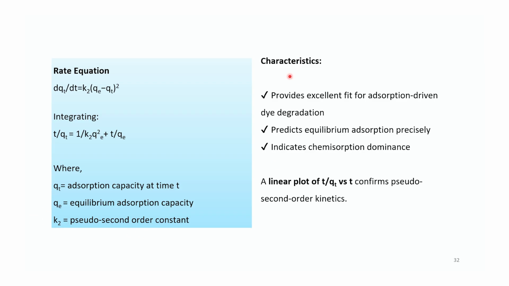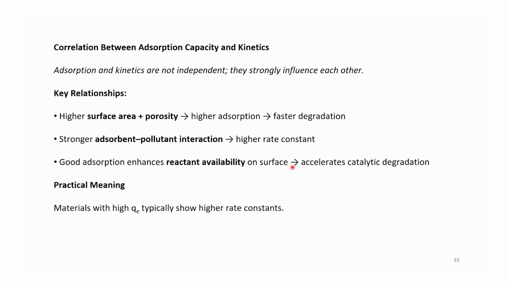So the characteristics are that this provides an excellent fit for adsorption driven dye degradation. It predicts an equilibrium adsorption precisely, and this indicates chemisorption dominance. So a linear plot of t/Qt versus t confirms that your reaction is following pseudo second order kinetics. So your adsorption capacity is correlated with the kinetics of the reaction. Adsorption and kinetics are not independent factors, they strongly influence each other.